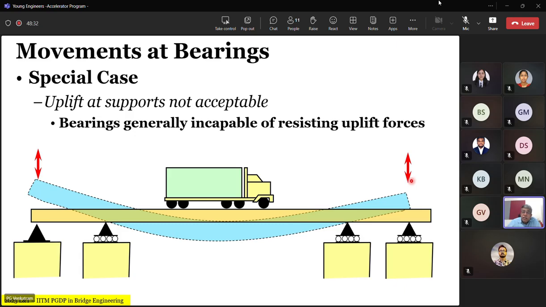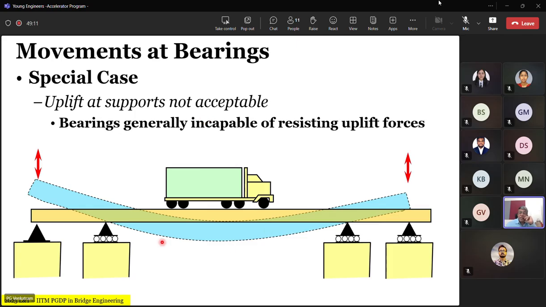Typically, bearings are incapable of resisting uplift force. Now, generally, please note the word generally. That means in 99% of the cases, the bearings are not capable. However, in some special circumstances where you do want to take care of the uplift, there are special arrangements, but they all come with a price. When you provide for resisting uplift forces, then you will lose some other freedom. So we'll understand that as a special case. But for the time being, please understand very clearly, uplifted supports are not acceptable.